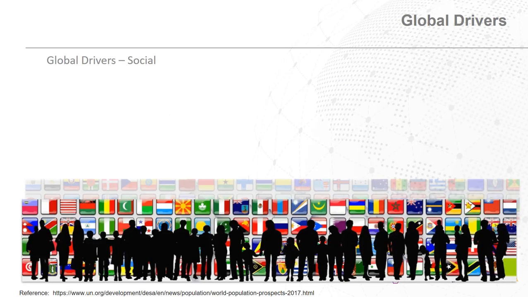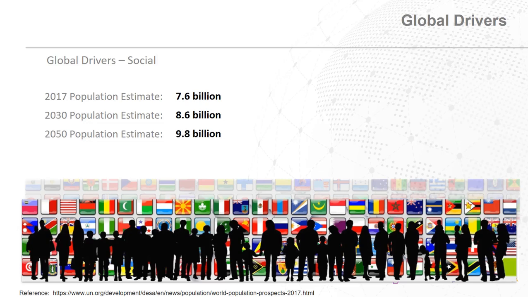First, we will look at the social impact as a global driver. To begin, let us put things into perspective. The global population is currently around 7.6 billion. By 2030, it is estimated to be around 8.6 billion. And by 2050, the estimate is around 9.8 billion. If the estimate for the year 2050 holds true, that means by 2050 there will be an extra 2.2 billion people on the planet.